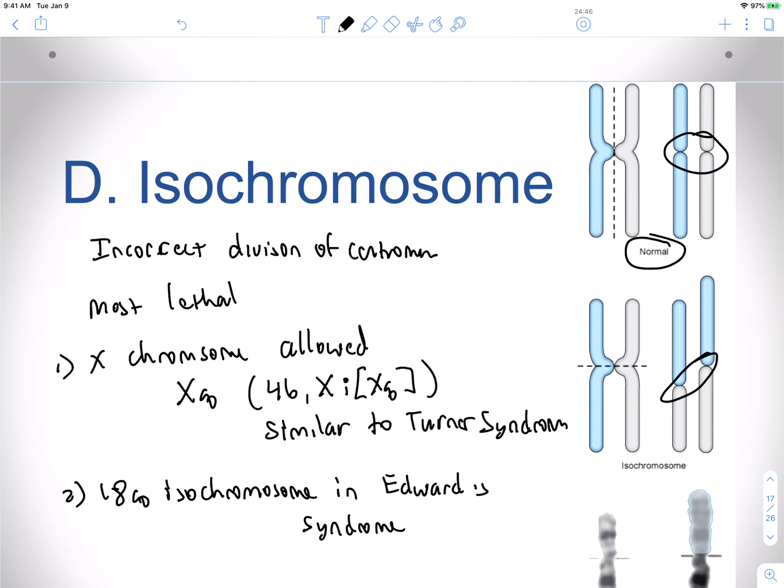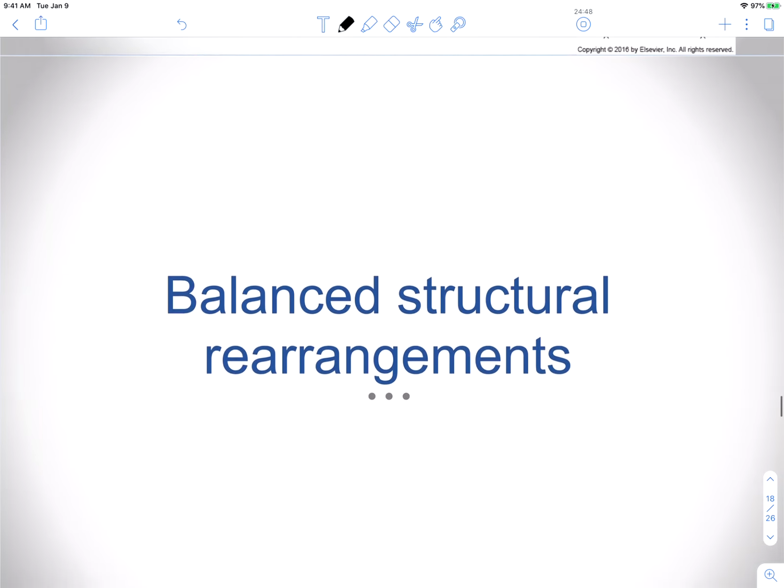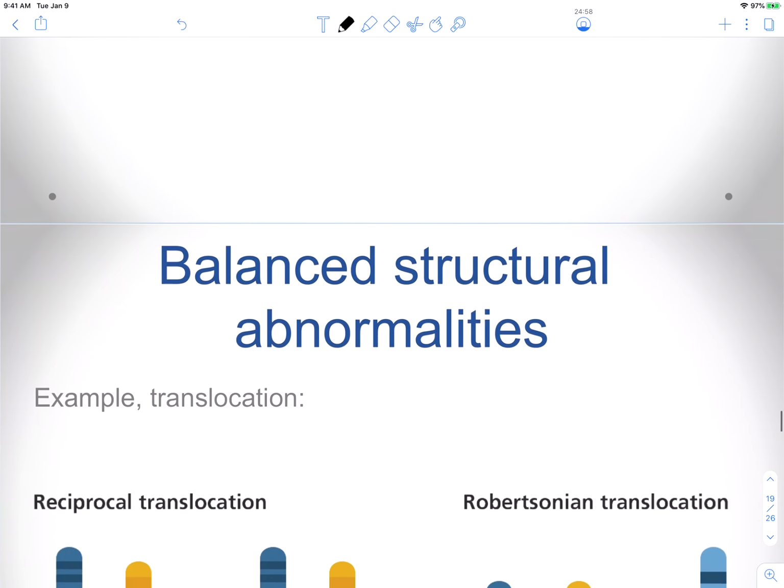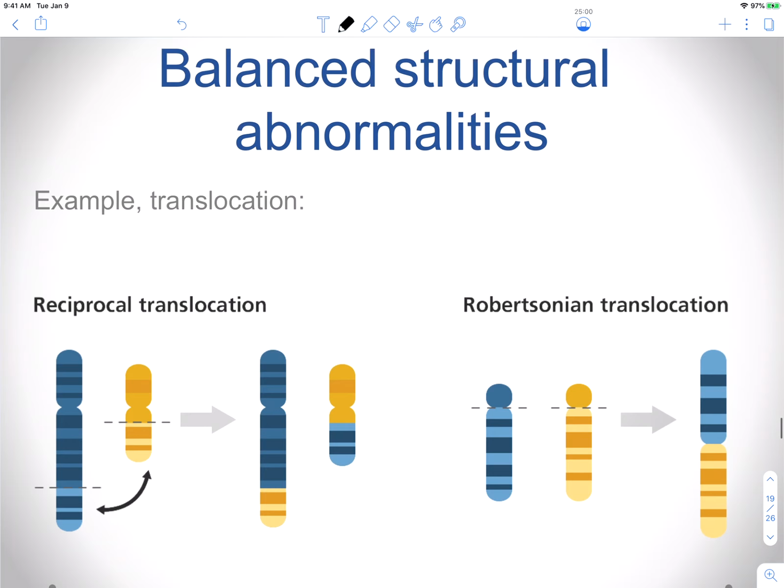Okay, so now we're going to move into balanced rearrangements. Again, these are where you have rearrangements, but you're not gaining or losing information. A lot of these just mean that your genes are shuffling around, they're moving. So we have translocations. We have a reciprocal translocation and what's called a Robertsonian translocation.